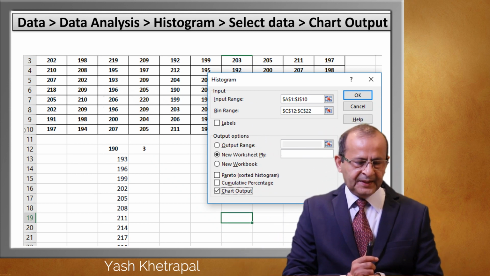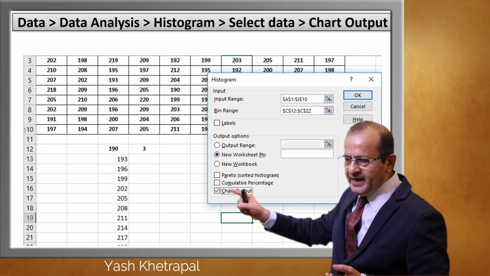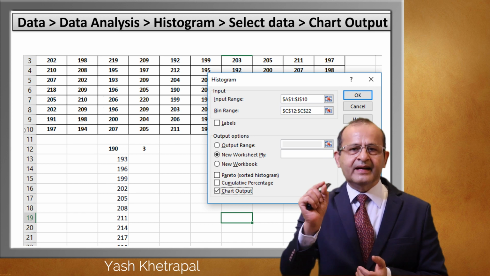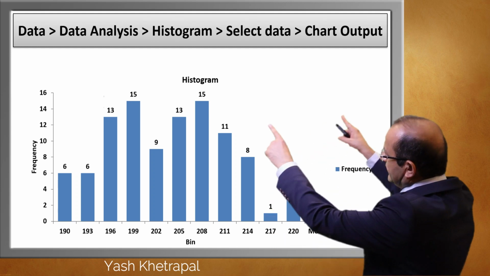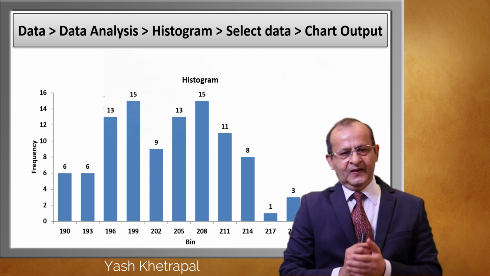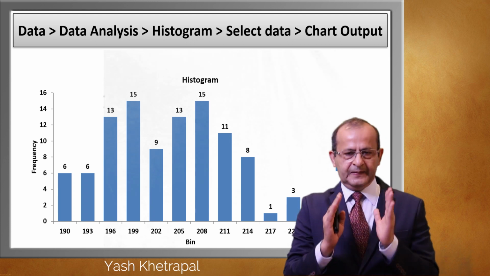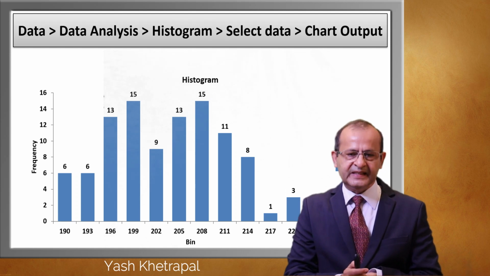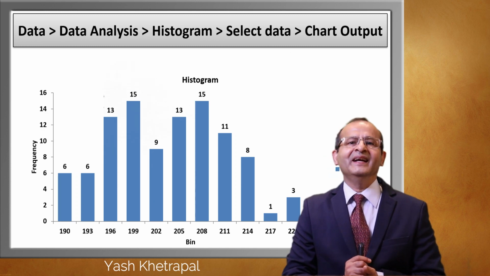Done. I select the radio button New Worksheet, and one more thing I have to select: Chart Output. Then I say OK. The moment I say OK, you see the histogram is visible. My friends, it's a very fast, very reliable, error-free way of generating a histogram through Excel. Please follow this process and create a reliable histogram through Excel.